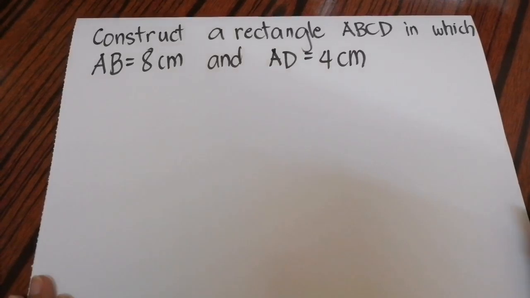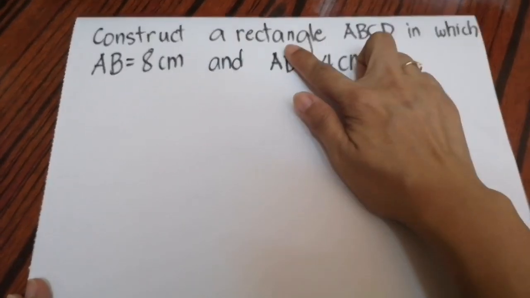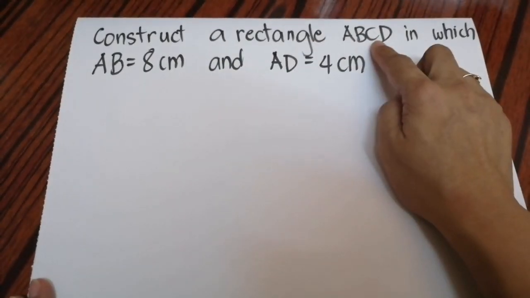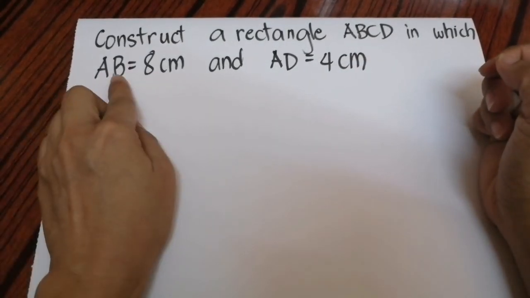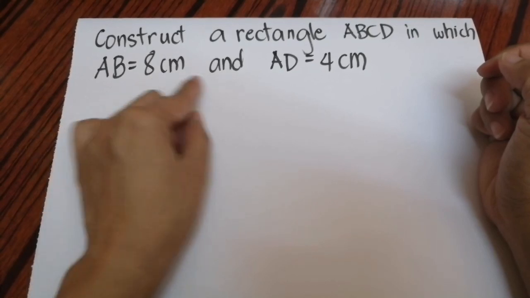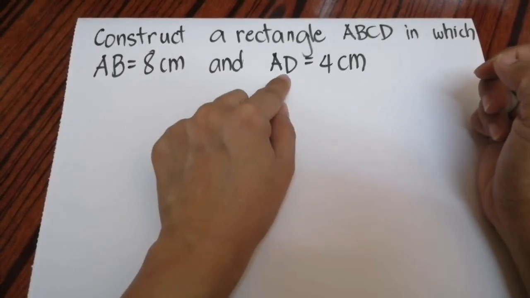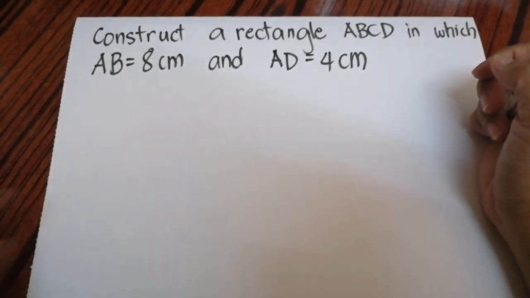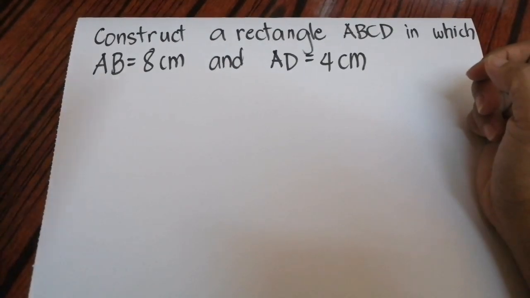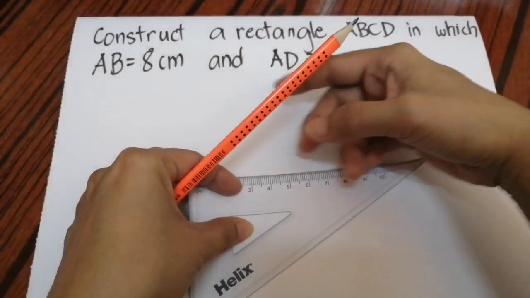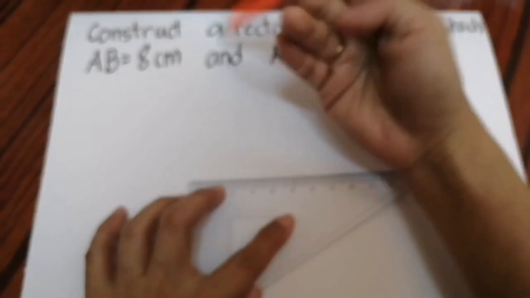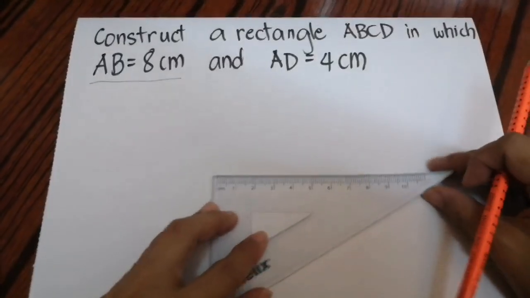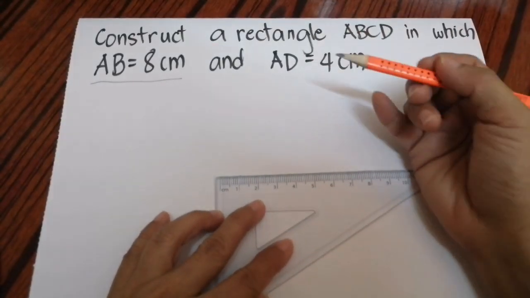So this time we are going to construct a rectangle ABCD with the following measurements. From A to B, that's line AB, 8 cm, and from A to D should be 4 cm. So we will be starting by using a ruler, measure and draw a line of 8 centimeters, and we shall name it AB. So 8 centimeters long.